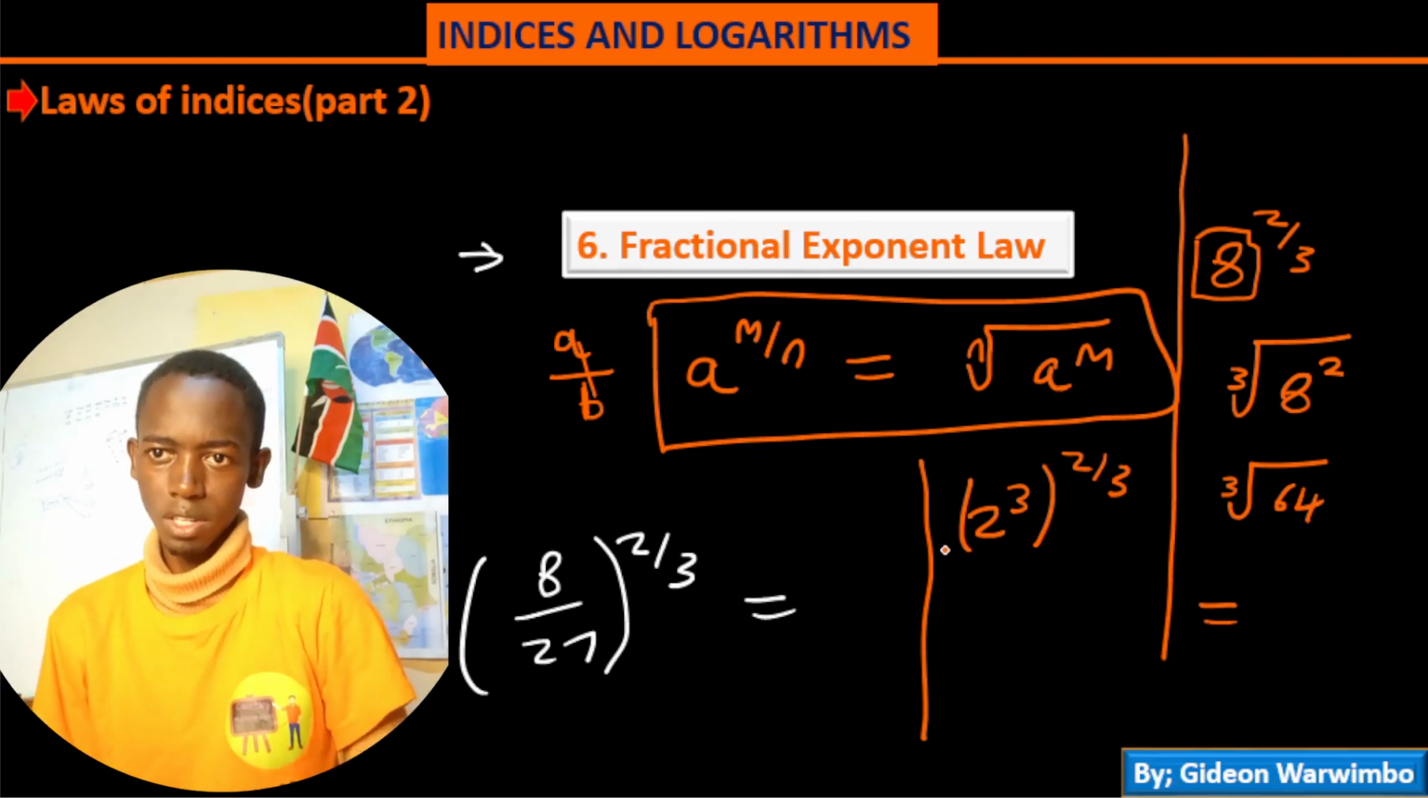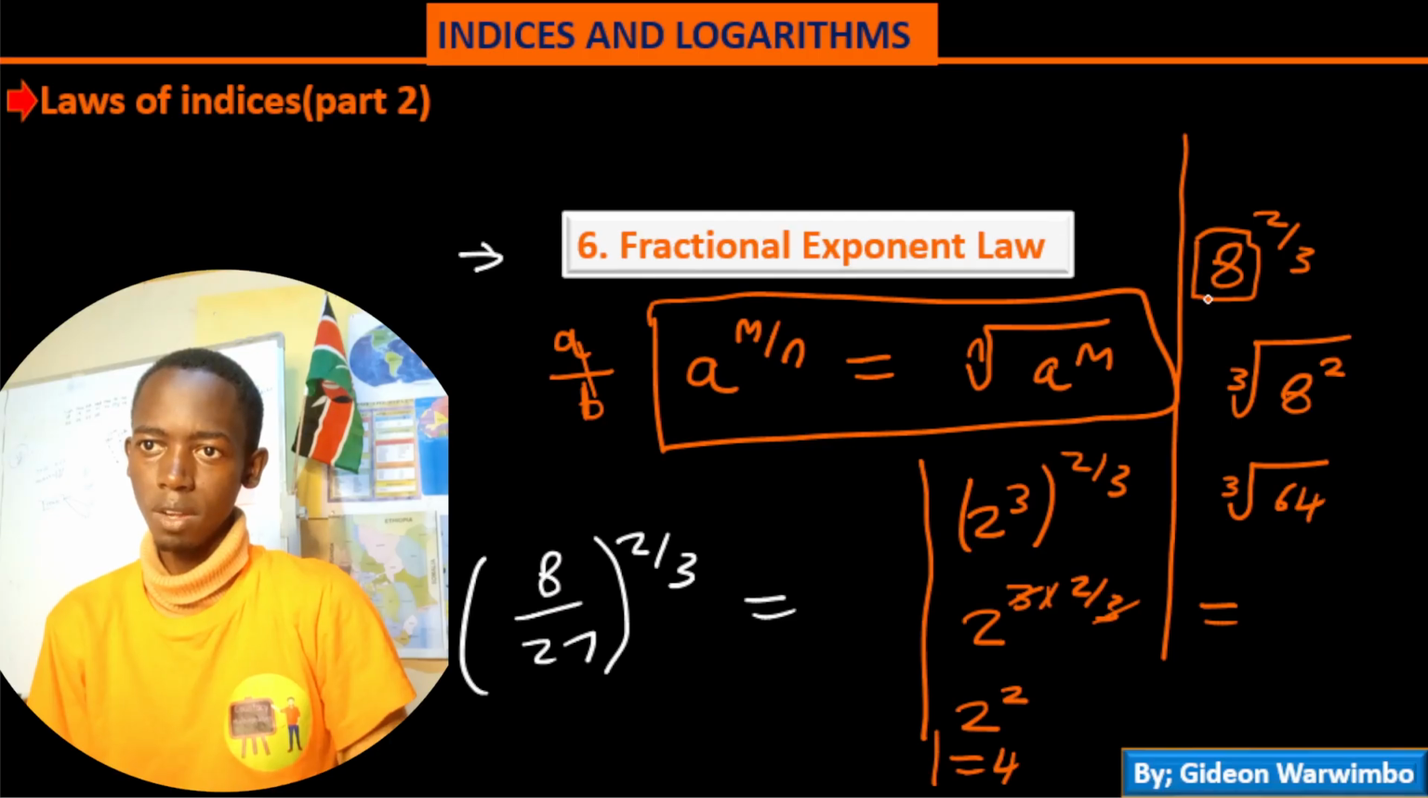So when we've got such a case, that implies that the value we get here is 2 to power 3 multiplied by 2 over 3. Therefore this 3, we divide by 3 to get 1, and finally we remain with 2 to power 2, which is 4.